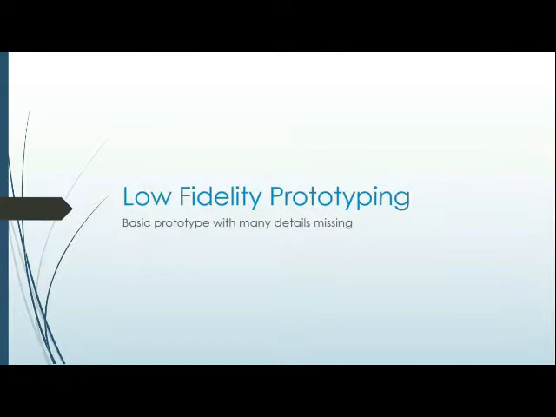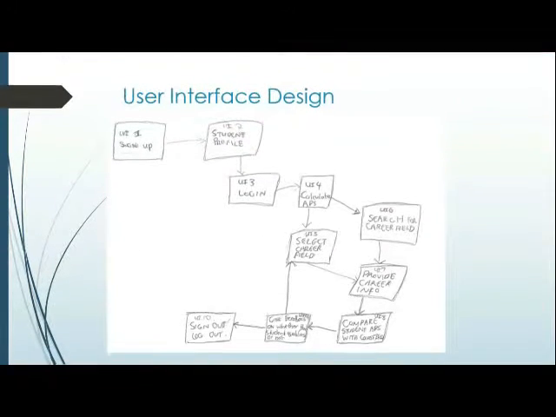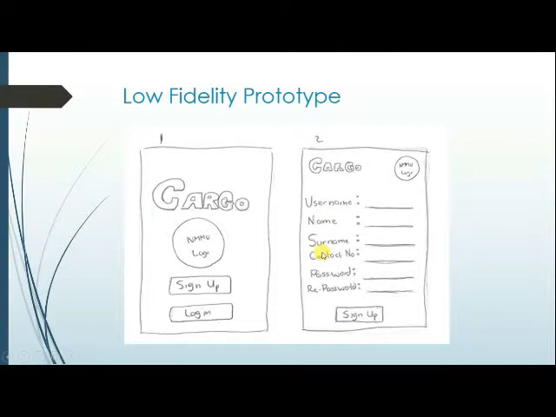Okay, this is a low fidelity prototype, basically a prototype with many details missing. This is our user interface design for the flow diagram. As you can see, we have the sign up. It's going to be our start page, and the user is going to go to the next page, which is the student profile. After that, if you're an existing learner, you already signed up, you're going to go to the login page, to the calculate APS, and go to the search career field, or you can select from those that are already there.